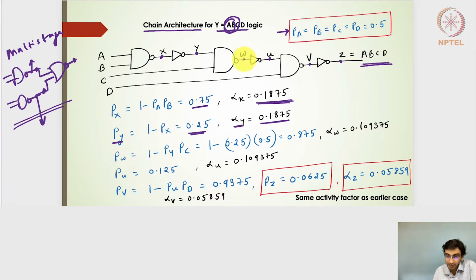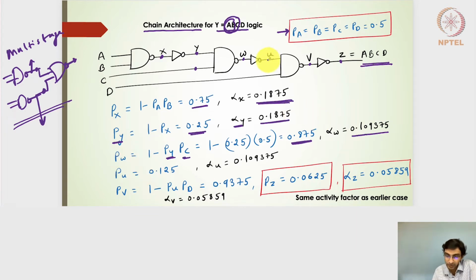PW, which is nothing but the probability at the output of the second 2-input NAND gate, is a function of Py and Pc here. So 1 minus Py Pc, and Py is now 0.25, Pc is 0.5, so I will get the Pw as 0.875. Alpha W turns out to be 0.109375, right? It is a different number to that of the 0.1875.